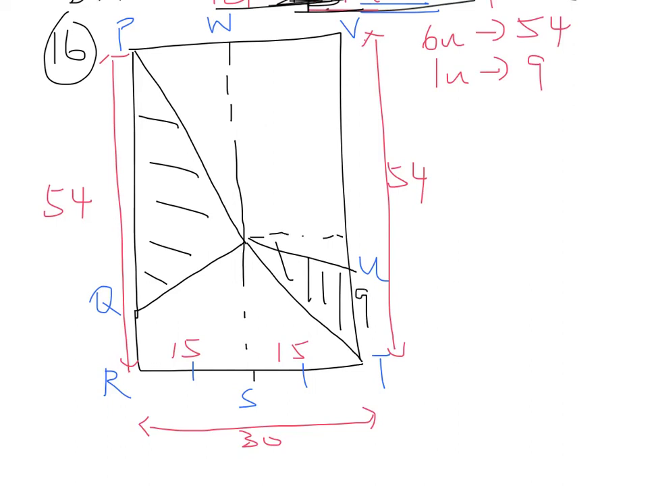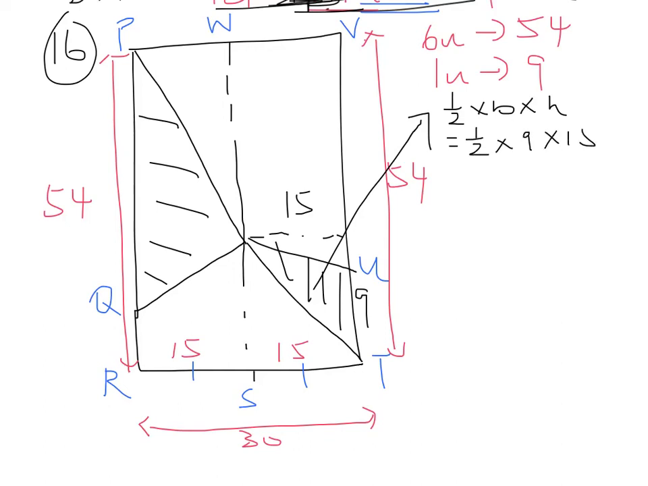This is the base, the height is 15. So our first area of triangle, we have half times base times height equals half times 9 times 15. Using the calculator, that will give us 67.5.